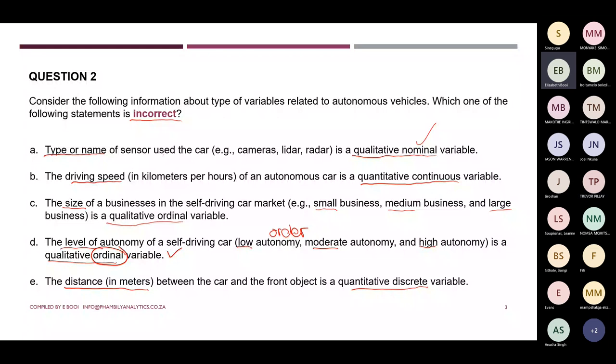Let's look at E. E says the distance in meters between a car and the front object is a quantitative discrete variable. Now ask yourself, distance: can you count distance or do you measure it? You measure the distance. And if you are measuring something, the type of variable will be continuous, a quantitative continuous. This one says it is discrete, so that is incorrect. So the incorrect statement is E. That's how you will answer the questions, even in the exam. Look at the keyword, then look at what they're saying it is, and confirm whether it's true or false. Happy? Good. Thank you.